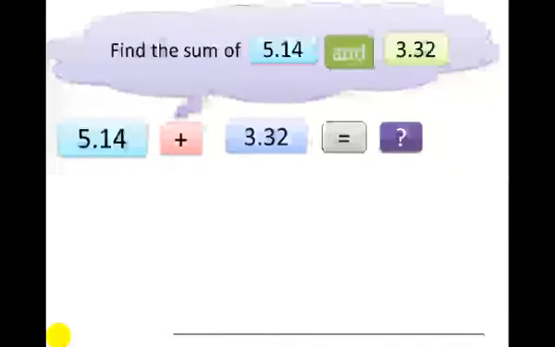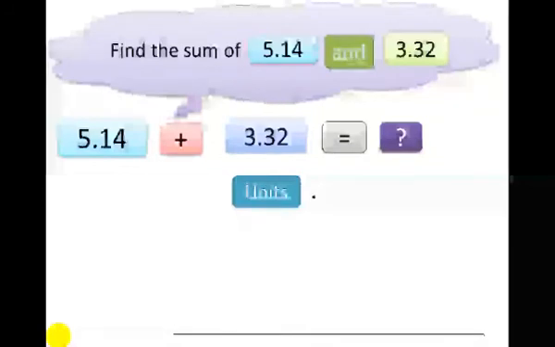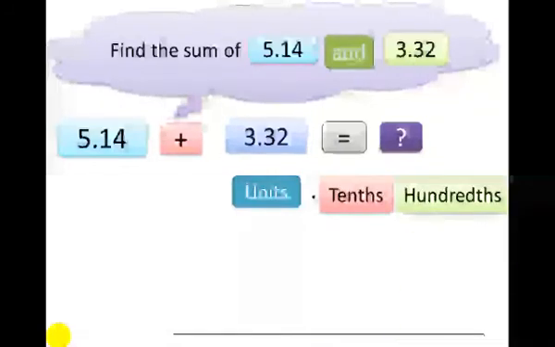Next, we will put each digit under the place value table. Do not forget the place value of the digit before the decimal point is the unit. After the unit, we have the decimal point. The digit after the decimal point is in the tenths place, and the digit after that is in the hundredths place. Units, the decimal point, tenths, hundredths.